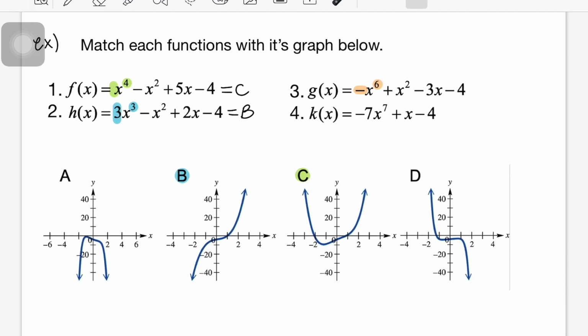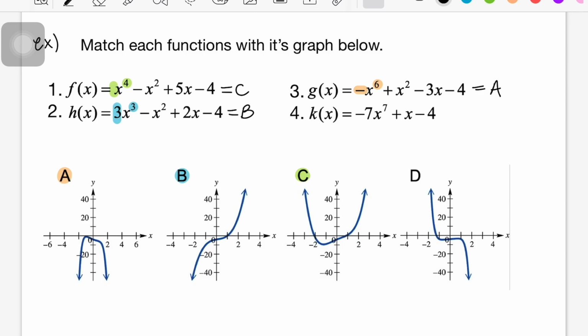And we know that this is going to be the graph because we saw that as the absolute value of x goes to infinity, so as we increase all the x values over here and in this direction here, our output values are going to go to negative infinity. So this one is going to be A.